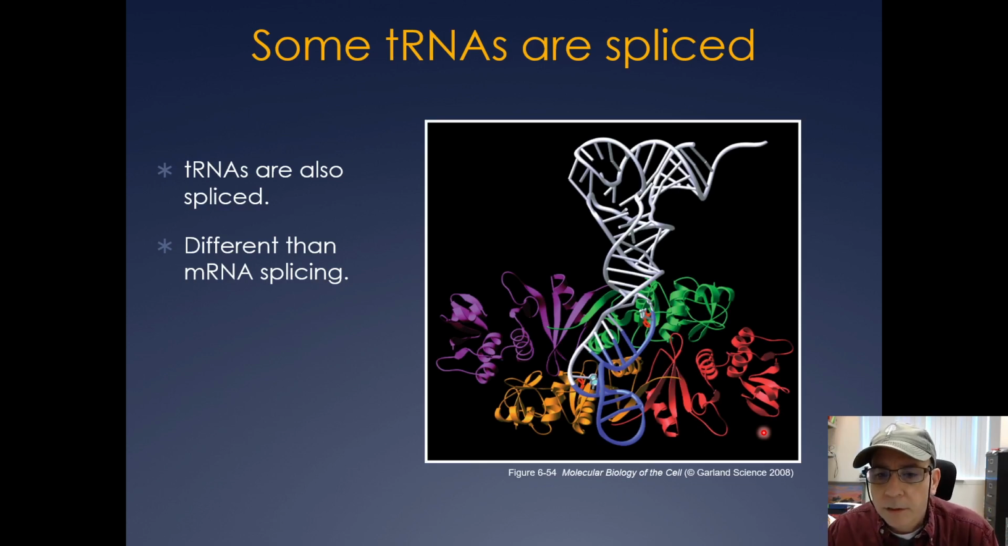Now, some of the tRNA sequences are actually spliced. Okay. But the splicing here is different than the splicing that occurs in a messenger RNA transcript. And so this is actually done just by a single protein, and it's cleaved and a section is lopped out.